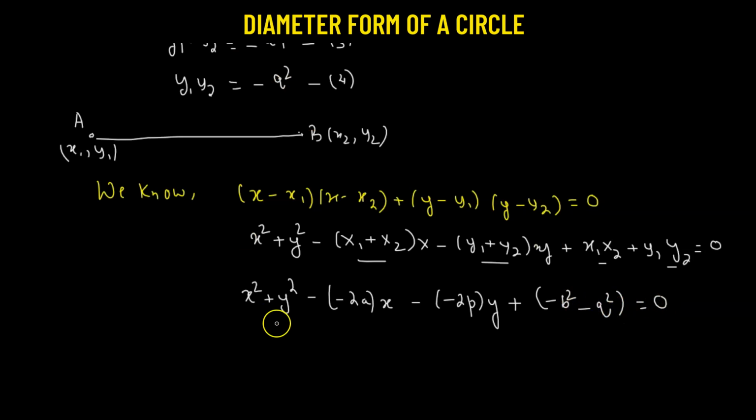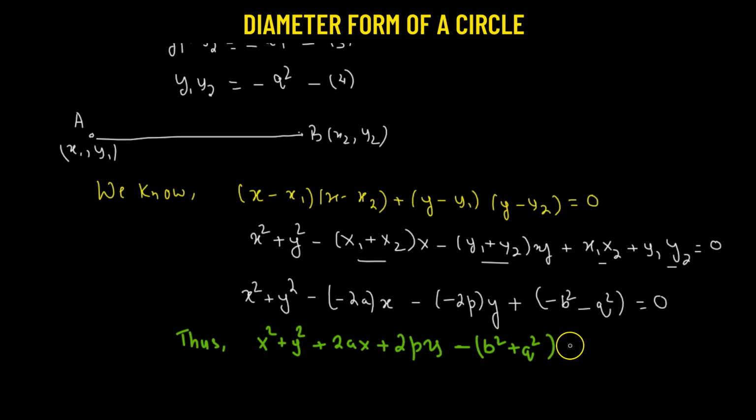And finally we have obtained the equation of the circle. Thus the equation of the circle is given by x squared plus y squared plus 2ax plus 2py minus b squared minus q squared equals to 0. So this is going to be the required equation of the circle.